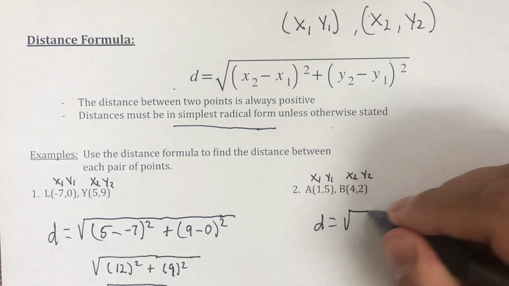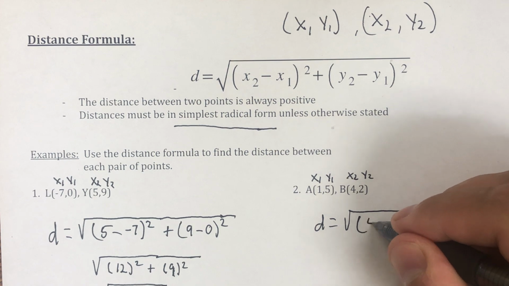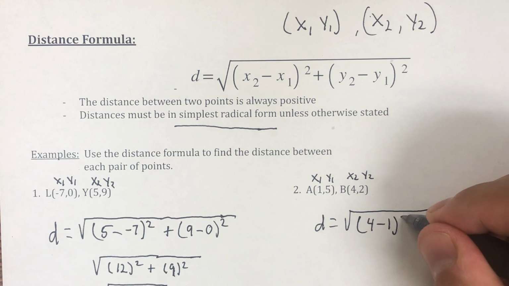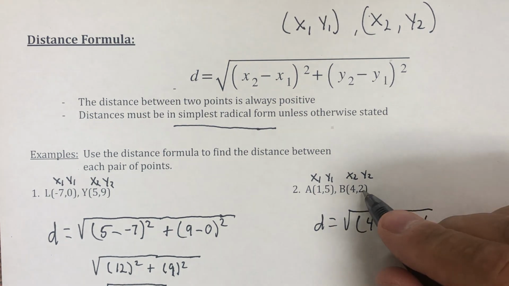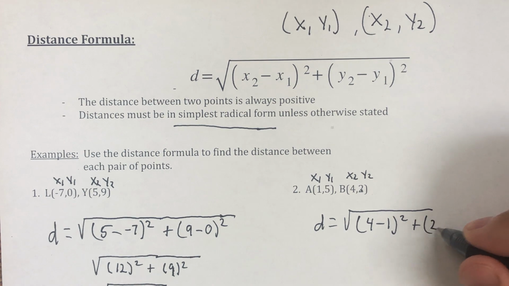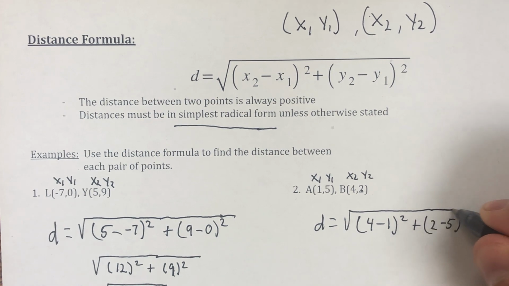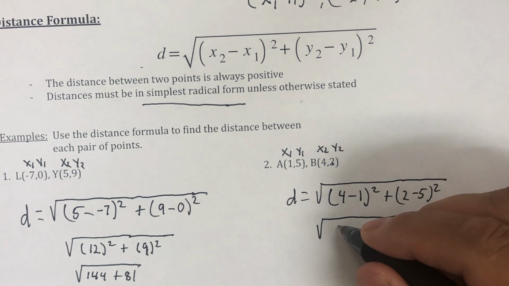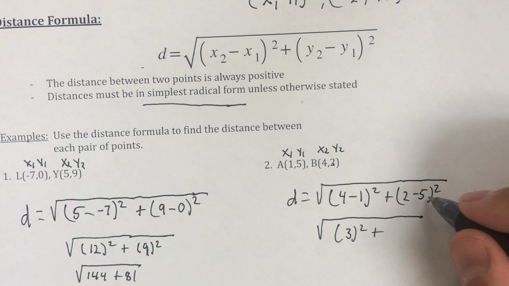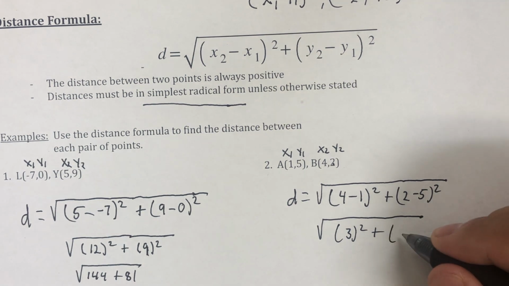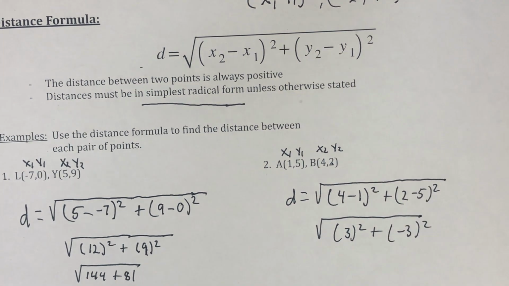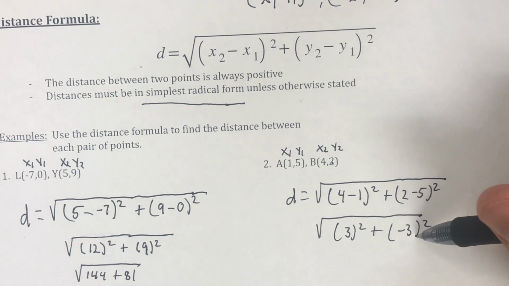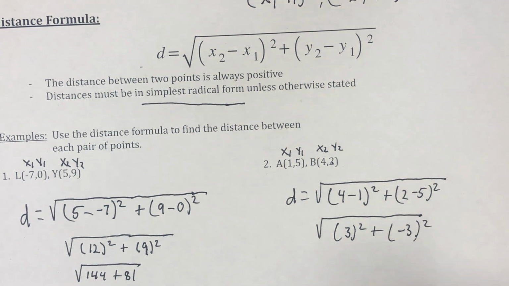Distance equals square root, parentheses, x2 is 4, minus x1, sorry, x1 is 1, squared, plus y2, 2 minus 5, squared. All right, now we just need to simplify it down. Square root, parentheses, 4 minus 1 is 3 squared, plus 2 minus 5 is negative 3 squared. Keep in mind I put that in parentheses. When you square these values, a negative times a negative is going to be a positive. If you end up with a negative after you squared it, you made an error.